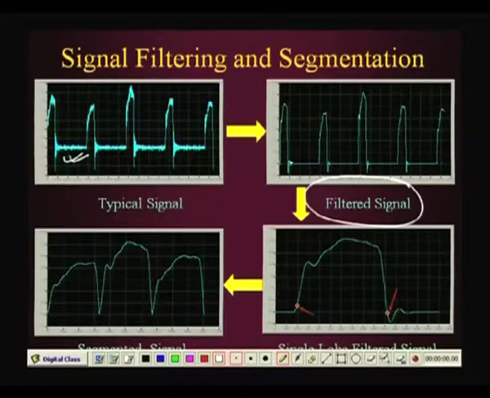So, we want to keep the lobes and we want to remove the noise. You can easily make out that they are quite well separated. So, a normal fixed filter does the job, and we get the filtered signals.